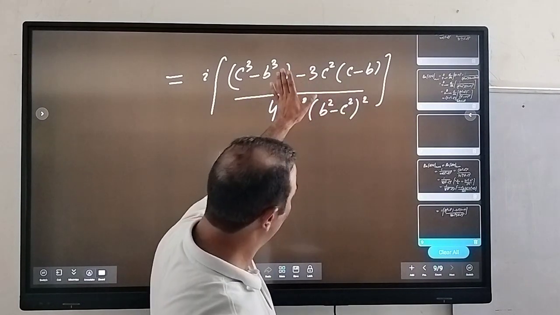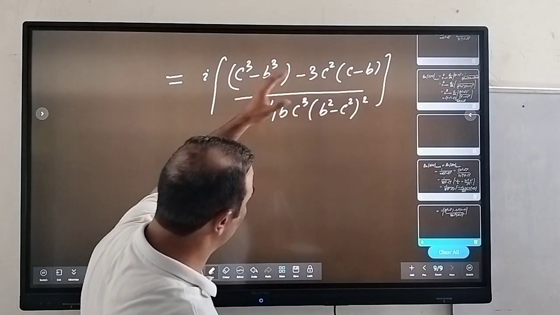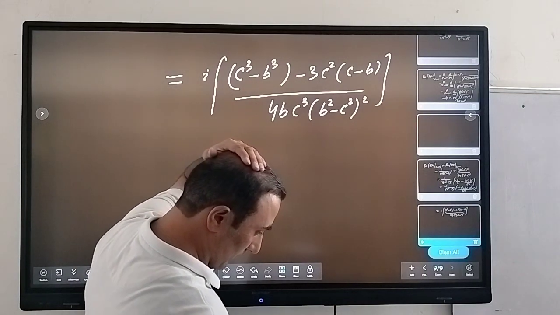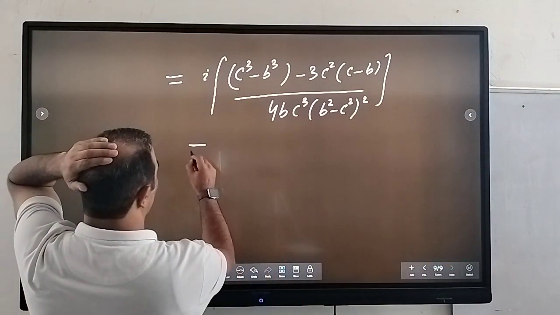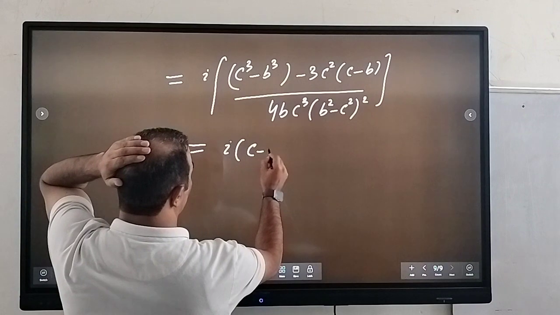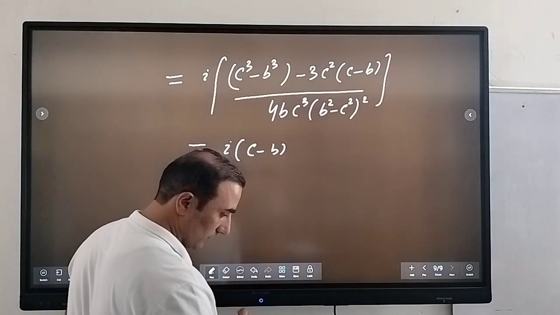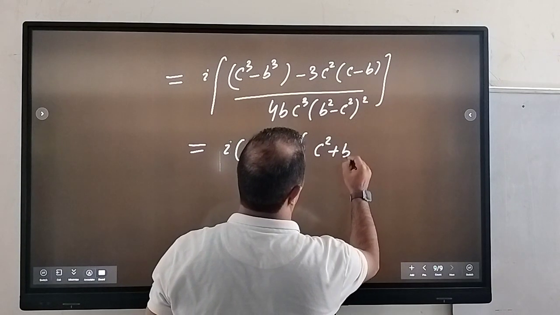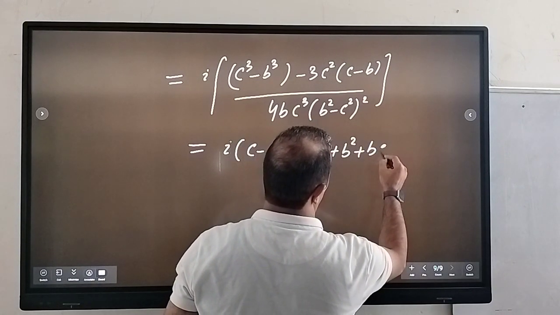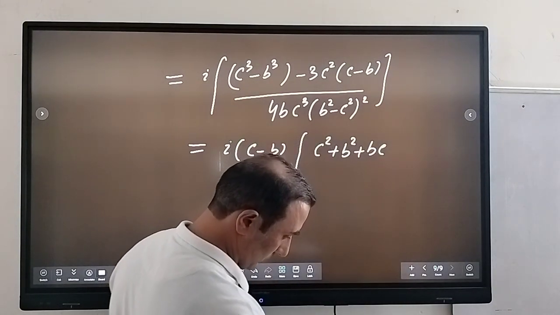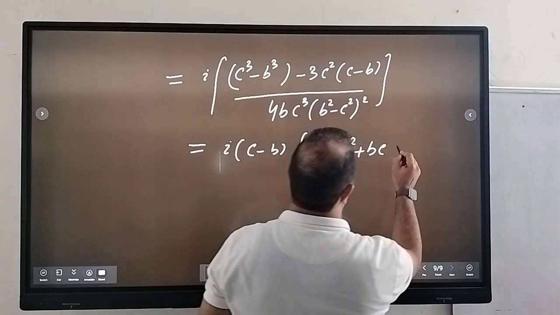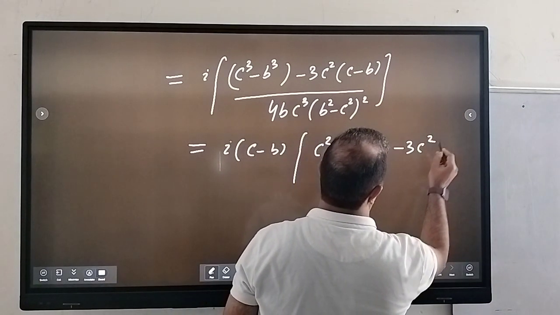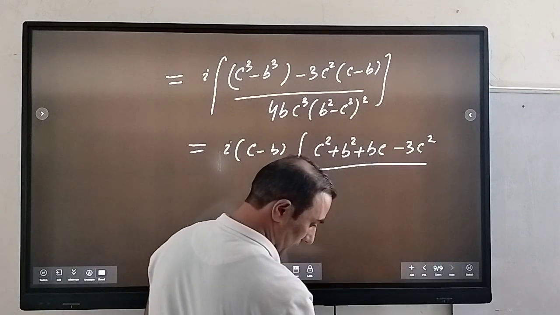So you just check whether this is correct or not, right? This is very straightforward. Or you can rewrite this as iota into, taking c minus b out, inside will be c square plus b square plus bc minus 3c, upon that.